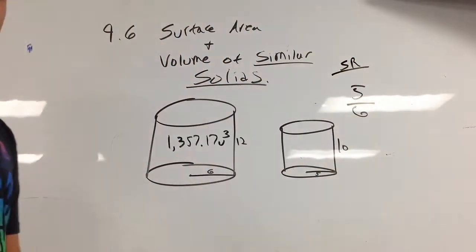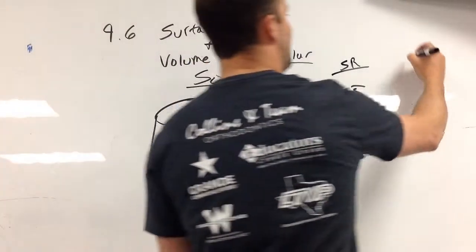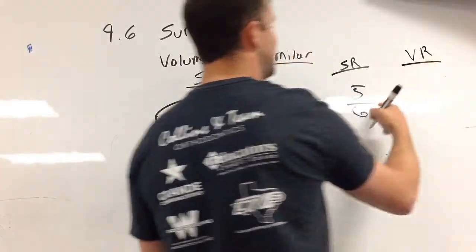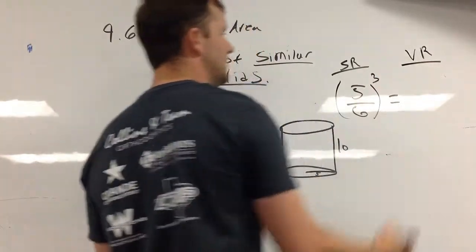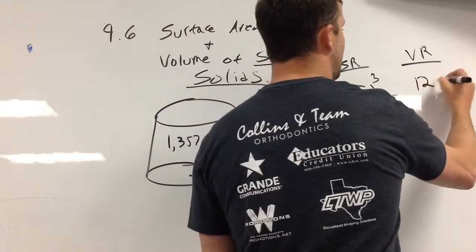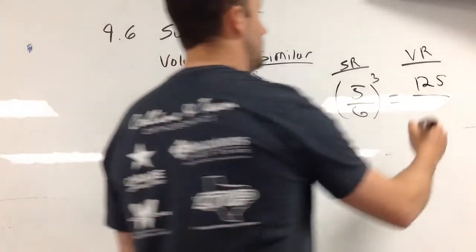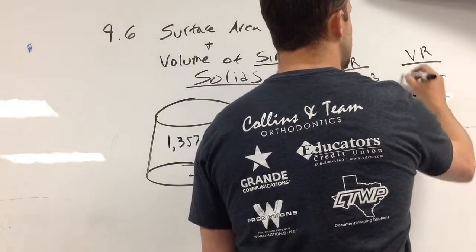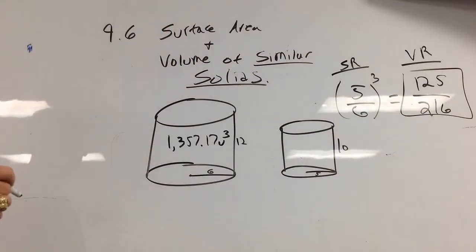And what it tells me is it wants me to find the volume. So I know if I want to get my volume ratio, I have to take the similarity ratio and cube it. So 5 times 5 times 5 is 125. And then 6 times 6 times 6 is 216. So my volume ratio is going to be 125 over 216.